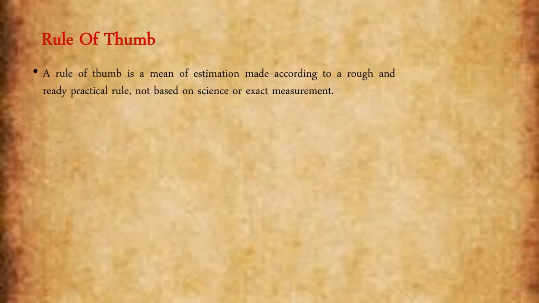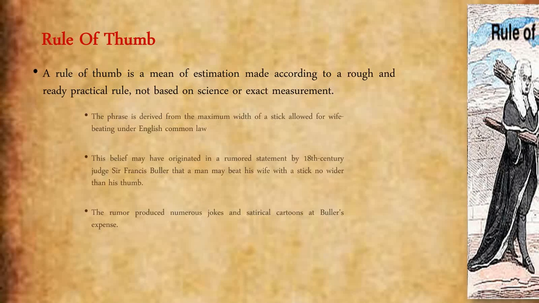Rule of thumb. What is the rule of thumb? As a rule of thumb, if we are studying medicine, children are quite annoying before 1 year of age. It depends on the experience, not on research. This is a rule of thumb. So a rule of thumb is a means of estimation made according to a rough and ready practical rule, not based on science or exact measurement.